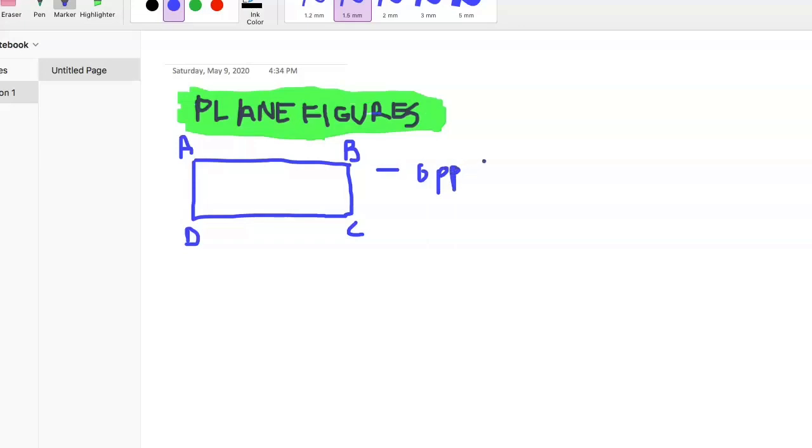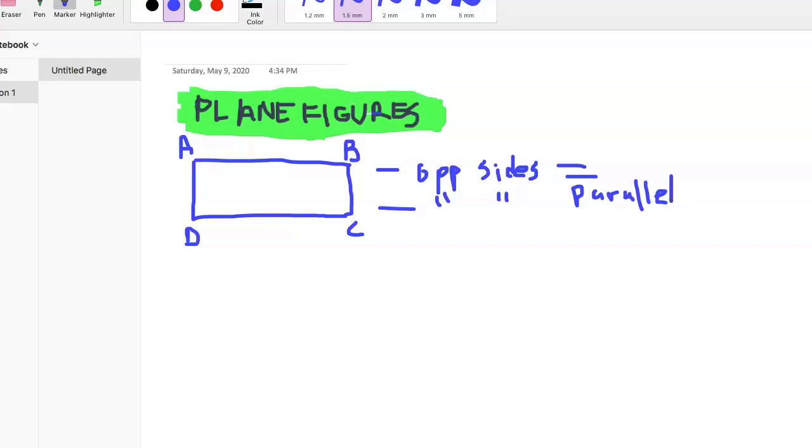Opposite sides are equal. We'll just do a little equal sign for the sake of time. Opposite sides are equal, and opposite sides are parallel. Opposite sides are both equal and parallel.